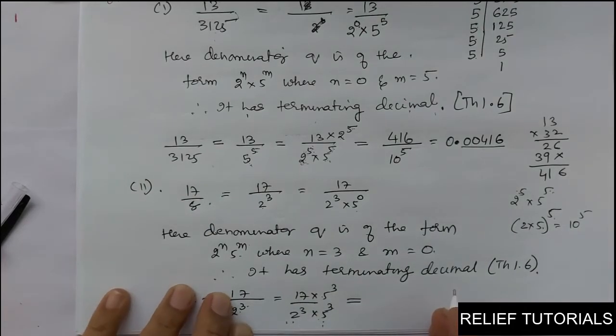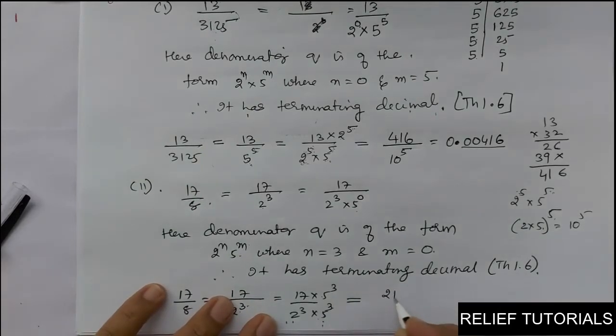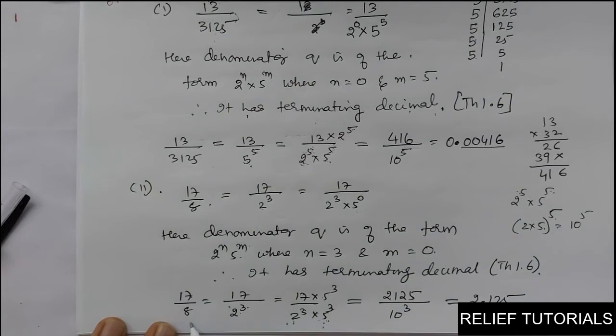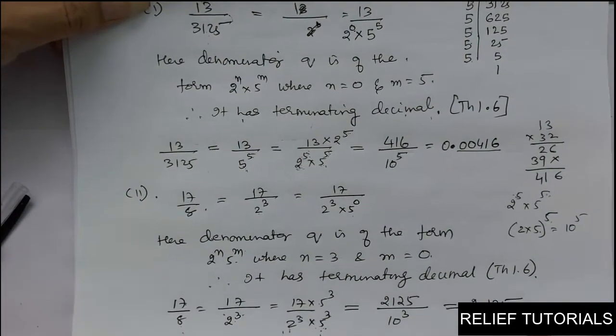So now 17 into 5 cube. If you multiply 17 into 5 cube, you will get 2125 upon 2 cube into 5 cube, 2 into 5 is 10. So that is 10 cube. Now 10 cube means the decimal after 3 digits, 1, 2, 3. Here you will get the decimal 2.125. So if you divide 17 upon 8, the answer will be 2.125. If you want to divide, you can divide.